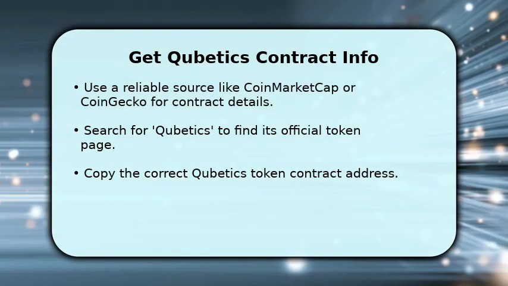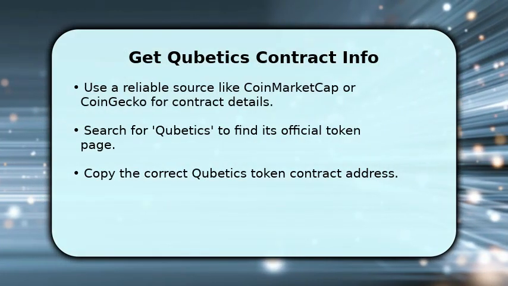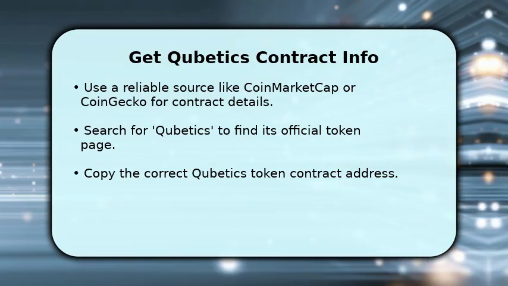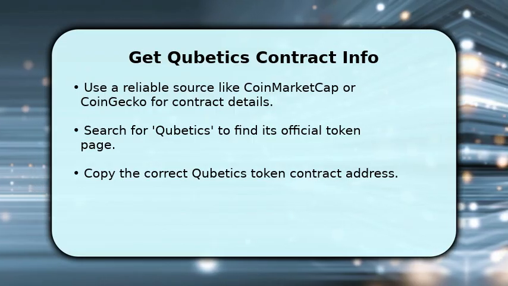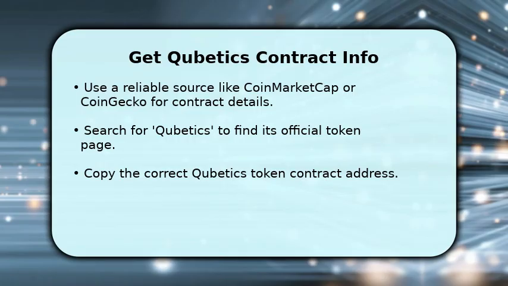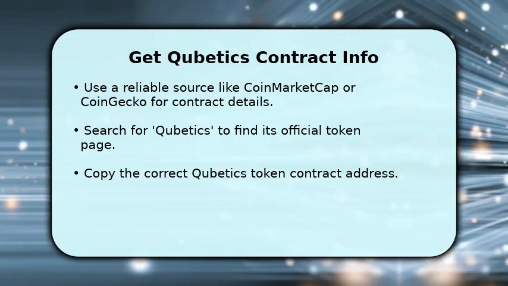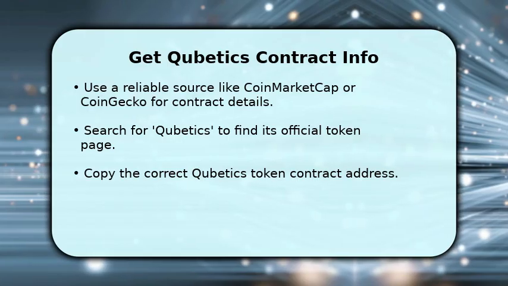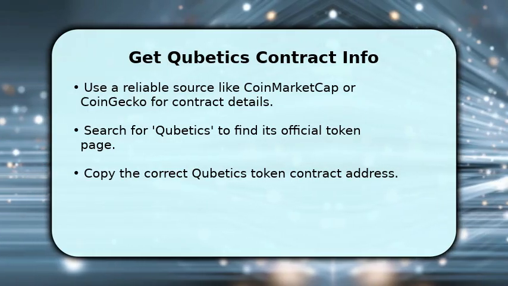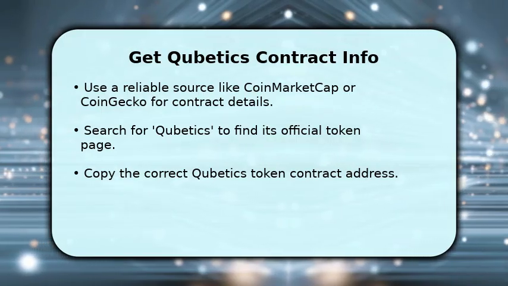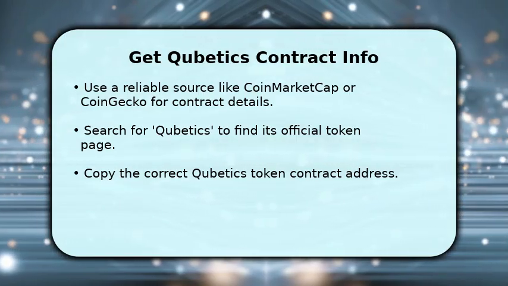Now, you'll need to find the official Qudbits token contract address. It's crucial to use a reliable source for this information, such as CoinMarketCap or CoinGecko, to avoid any errors. Search for Qudbits on one of these platforms to navigate to its dedicated token page. Once you've found it, carefully copy the exact contract address. This unique identifier is essential for adding the token correctly to your wallet.